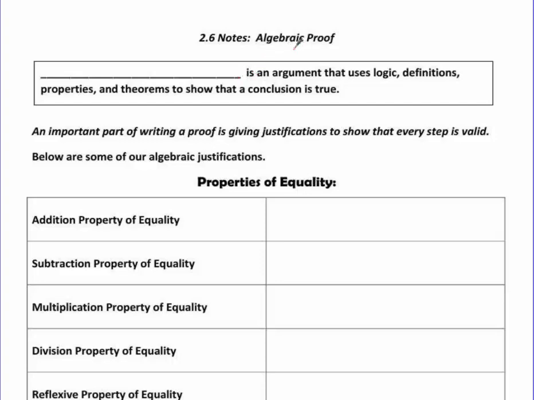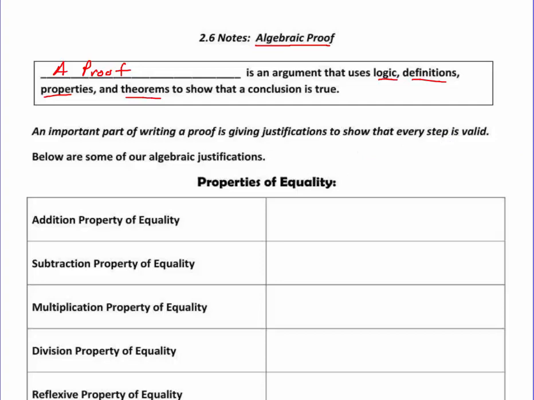All right, so we're going to start out talking about proofs, and specifically we're going to start nice and easy with something called an algebraic proof. But first, we need to know that a proof is an argument that uses logic, definitions, properties, and theorems to show that a conclusion is true. An important part of writing a proof is giving justifications to show why every step is valid.